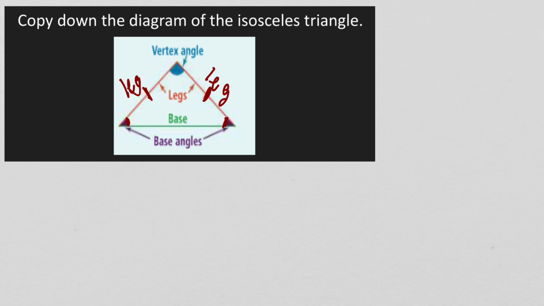And the top angle that's joining the legs up on the top is called the vertex angle. So we're going to be getting into two different theorems here on an isosceles triangle. So once you've copied this, then let's go to the two theorems.